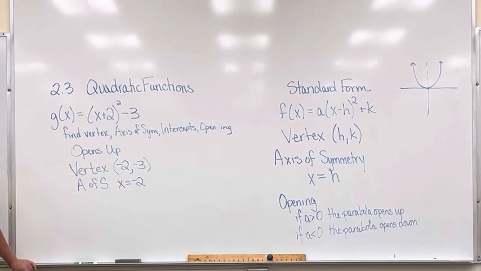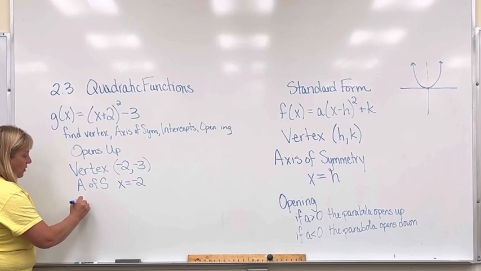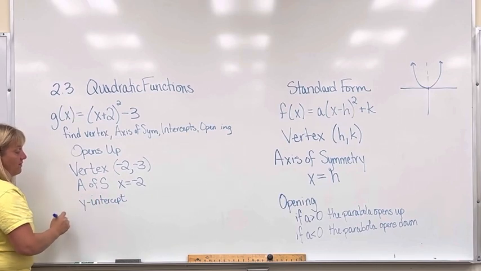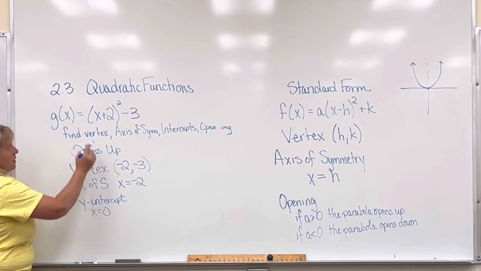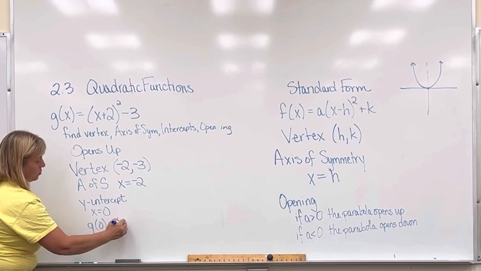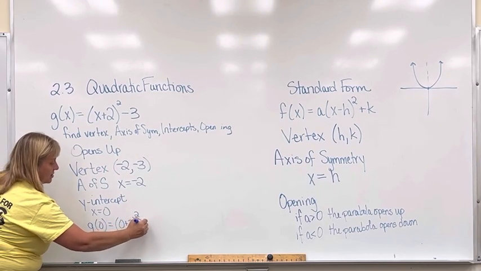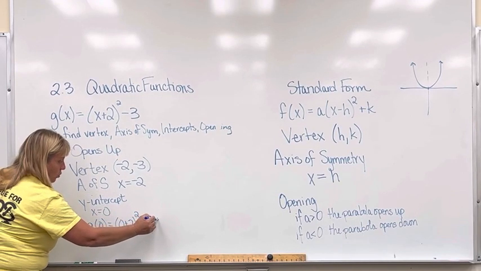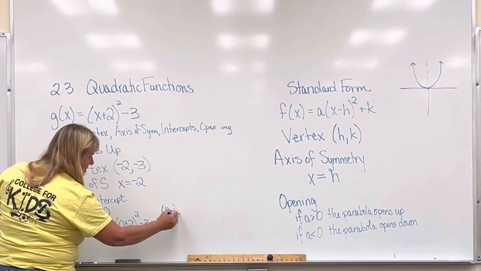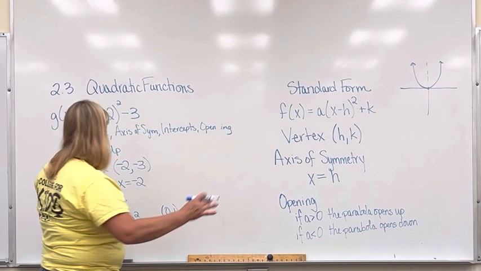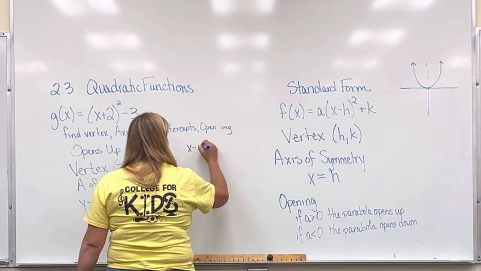And now the only other thing would be finding intercepts. So if we wanted to find the y-intercept, okay, intercepts of our graph, we can let x equal 0. So if we let x equal 0, g of 0 equals 0 plus 2 squared minus 3. Well, that's going to be 2 squared, so that'll give us 4 minus 3 is 1. So we have the point 0, 1.